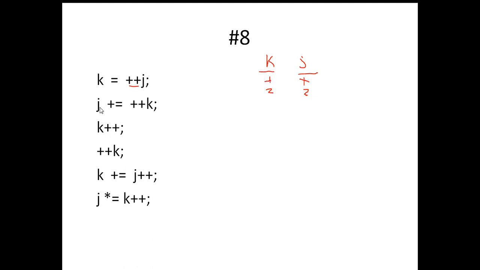The next line says we're going to take J, which is 2, and add it to the incrementation of K. So again, increment first, use K later. We increment K first, and that becomes 3. So now 2 plus 3 is 5. 5 is now assigned to J.